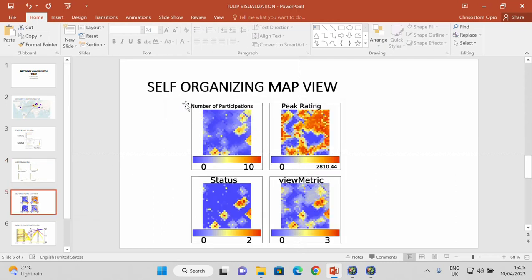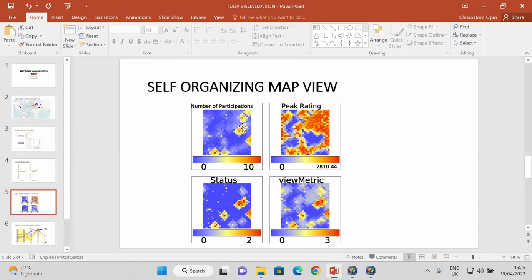When we look at self-organizing map view, now we have also got 4 categories of representation: number of participation, status, peak rating, and view metric. So when you look at number of participations, the rate is from 0 to 10, where these are the number of participations: 0 participation, 1, 2, 3, up to those who participated like 10 times.